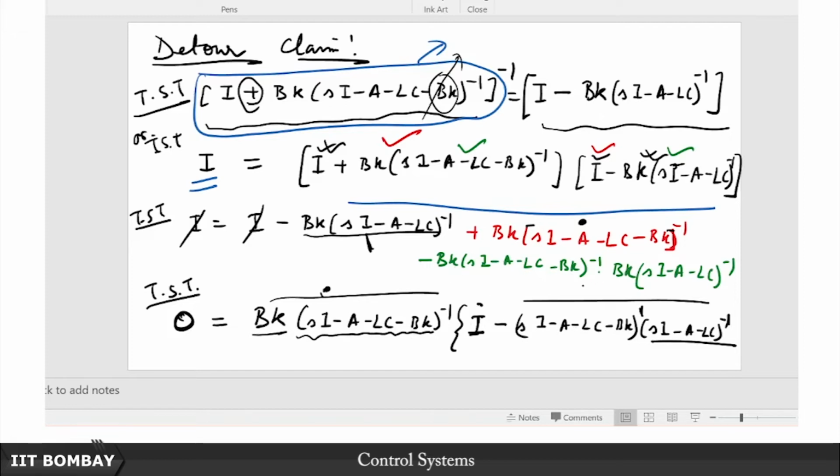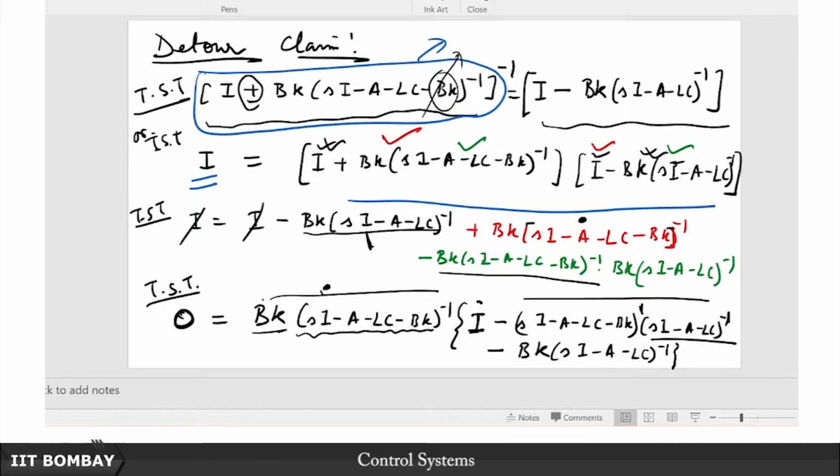Now I am left with the last term, which is nothing but again a minus sign. This much is already taken out common from the left, so what I am left with is bk times (Si minus A minus Lc) whole inverse. Let me go to the next slide, but do well to recall.